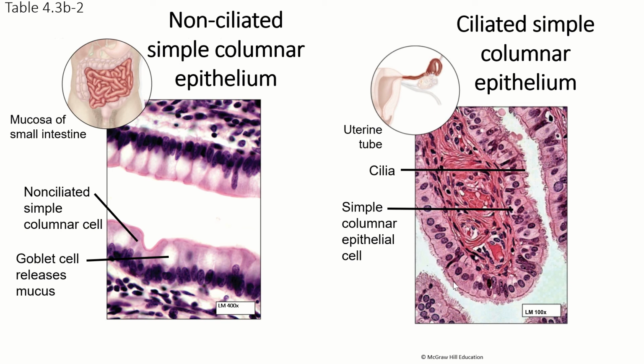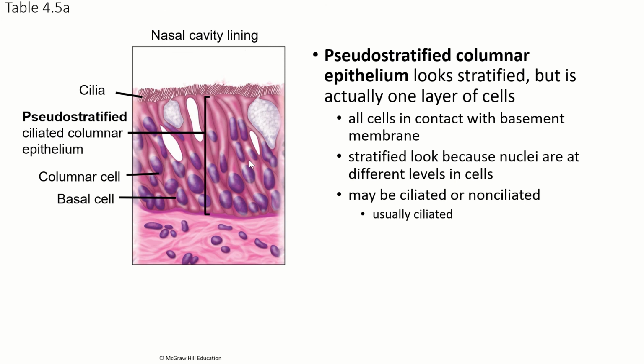So this is simple columnar epithelium. We can clearly see the cilia, so it's ciliated simple columnar epithelium. And then all of this, of course, is the lumen of, in this case, the uterine tube or the fallopian tube. Now there's one other type of tissue that is going to try to lead you astray, and that is called pseudo-stratified columnar epithelium. It is almost always ciliated. Pseudo means false, which means that it looks stratified, but it's not. It's a fake stratified tissue.